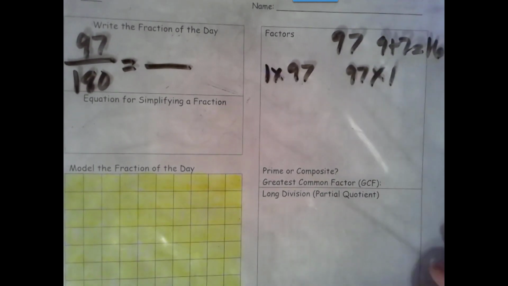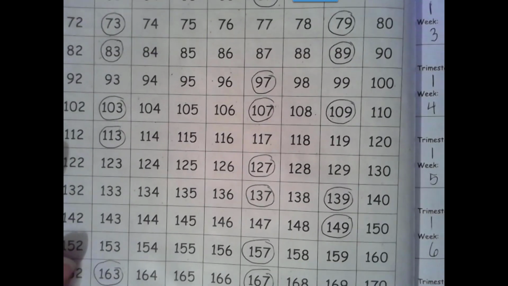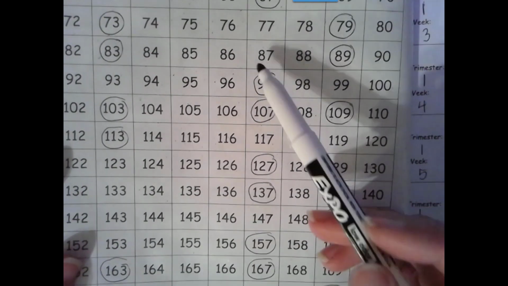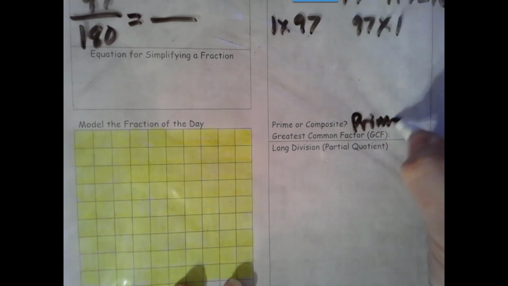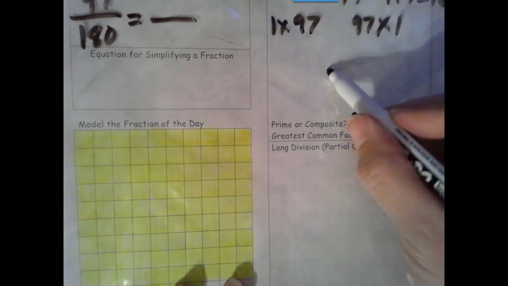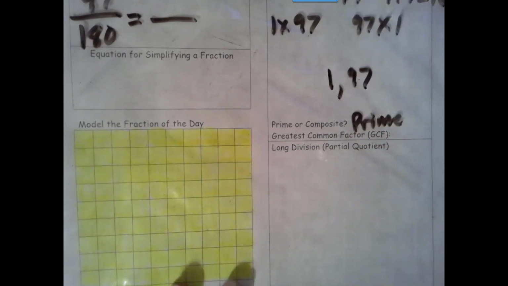I'm going to check to see if 97 may be prime. Yes, 97 is circled. It is prime, so we are done. Because if it is prime, it means it has exactly two factors, 1 and the number itself, and that is it.